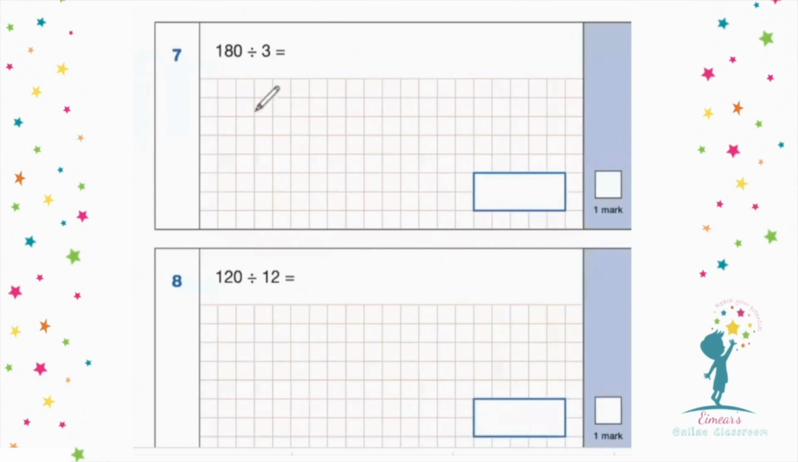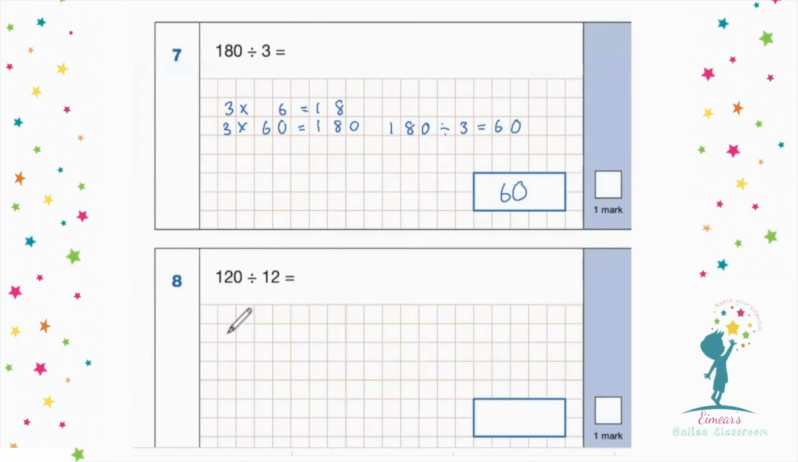Question 7, 180 divided by 3. This is a times tables question. So if you know that 3 times 6 equals 18, you will also know that with place value that 3 times 60 equals 180, and then you apply the inverse operation. So therefore you know that 180 divided by 3 equals 60. So our answer is 60.